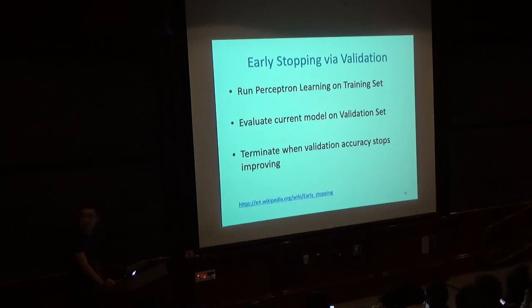Yes? Could you run into issues where you reach a local minima and don't actually find the best separation? I don't think that happens for perceptrons. It certainly does for deep neural nets. Yeah, so then you would do multiple restarts. I'm not going to talk about that in this lecture, but then you would do multiple restarts to pick the best one. That's what people do in practice with deep neural nets.